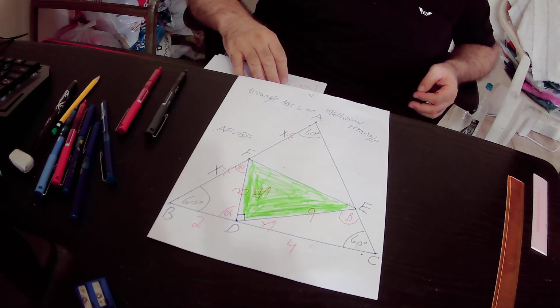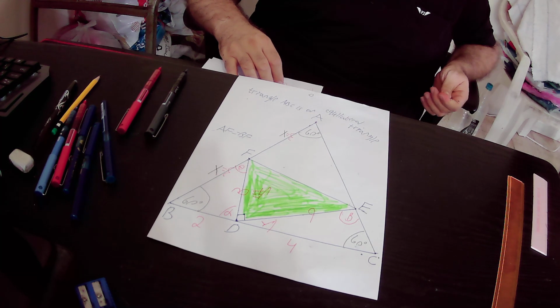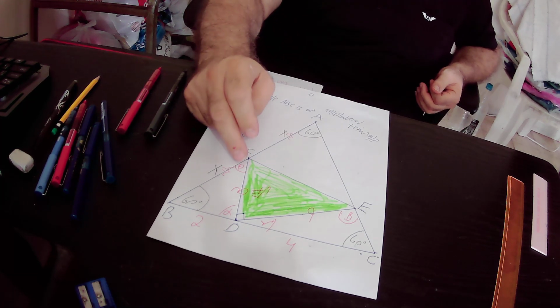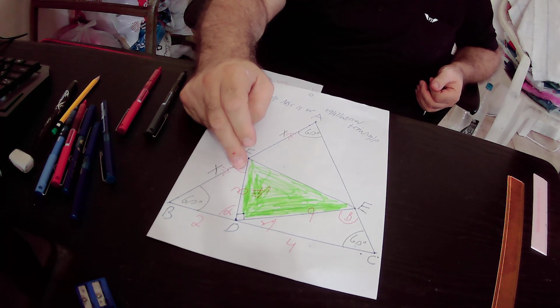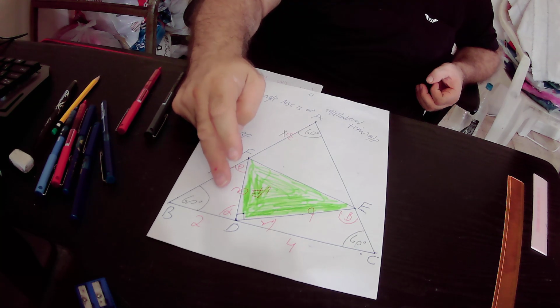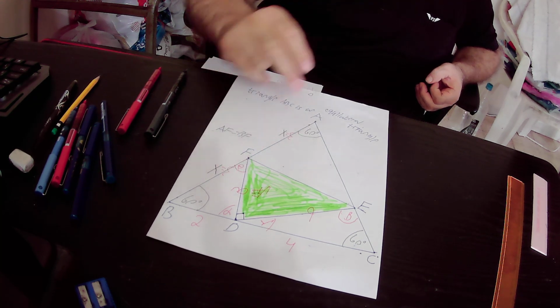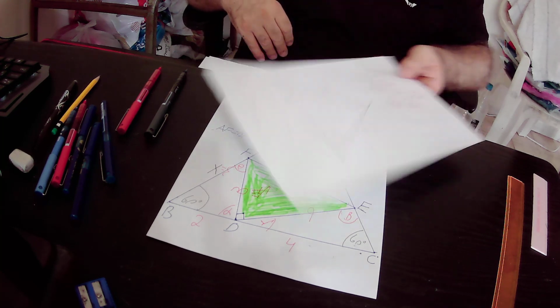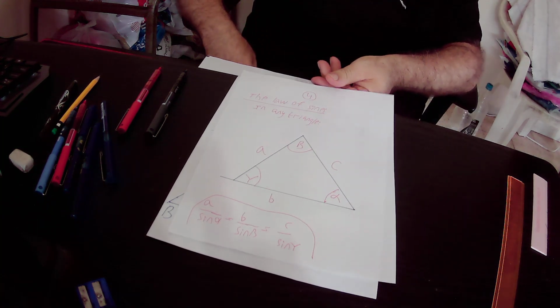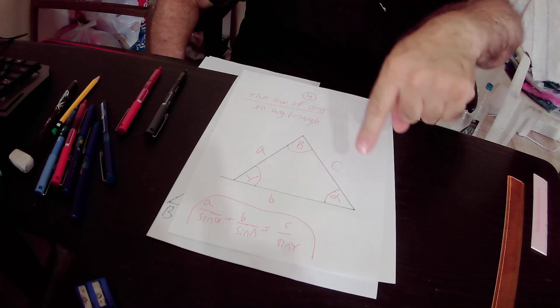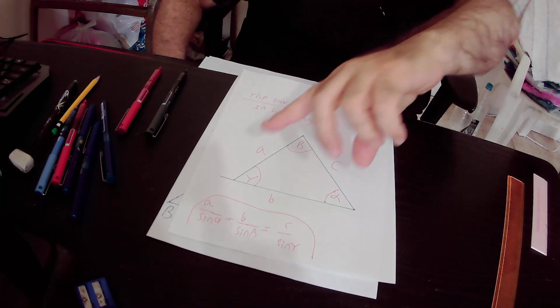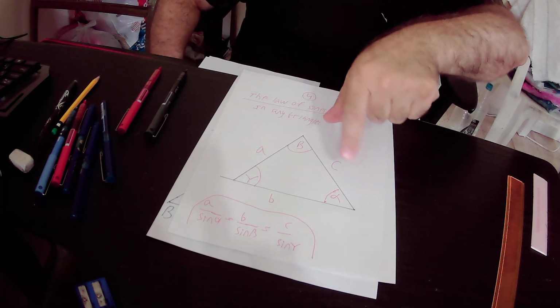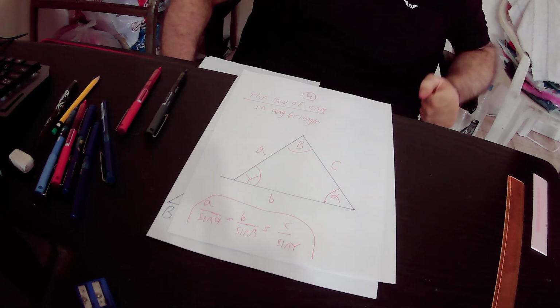Okay, in the next step, in order to find the value of sine theta, we will implement a new rule on triangle FBD, on this small triangle. The new rule is the law of sines. The law of sines states that in any triangle, A over sine alpha equals B over sine beta equals C over sine gamma. Okay?